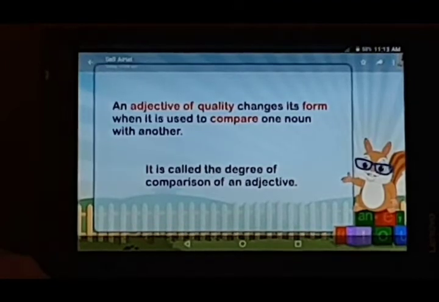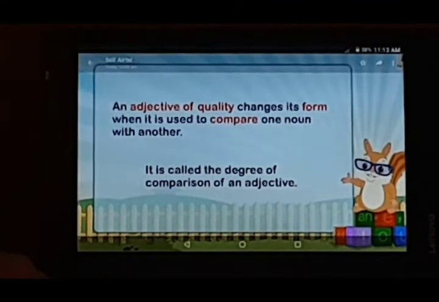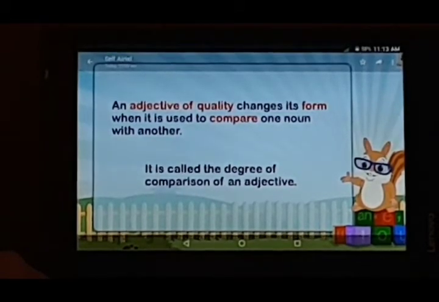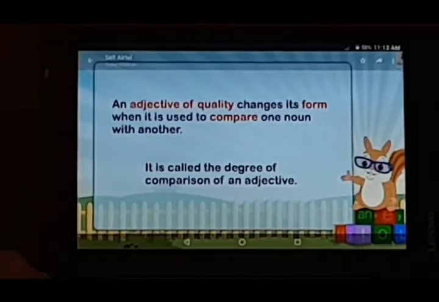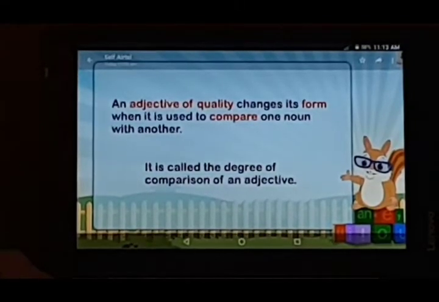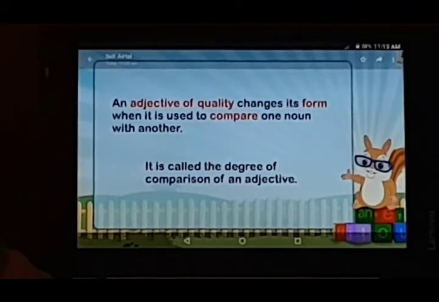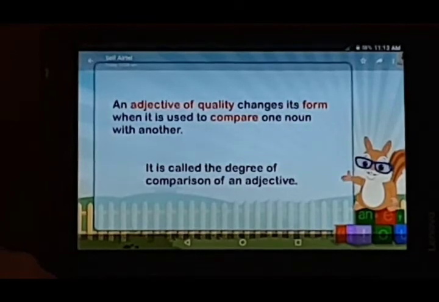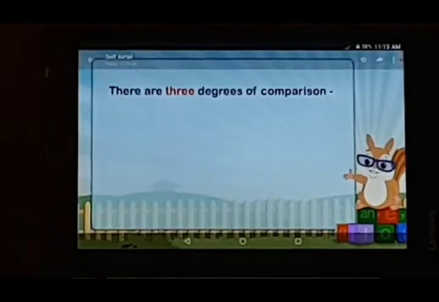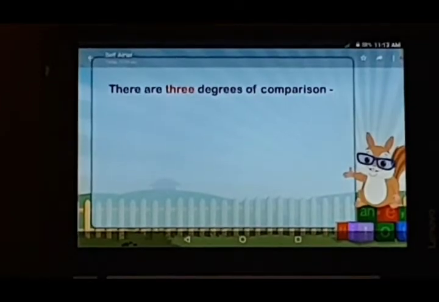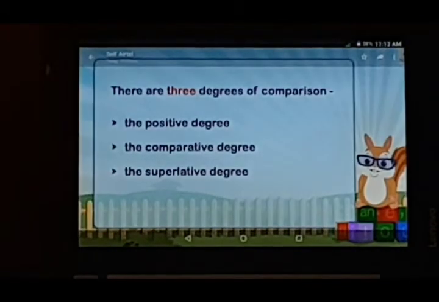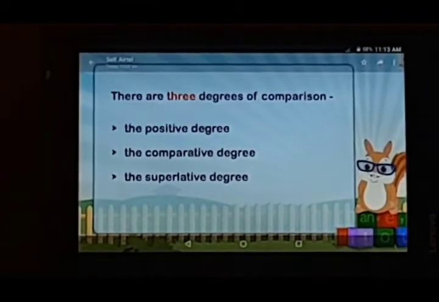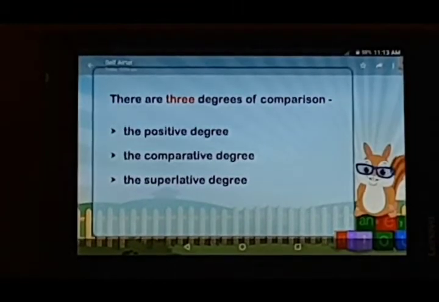So when we talk about one noun and its quality, that becomes the first degree. But if we compare the same quality between two nouns, then it becomes one higher degree of comparison. Similarly, we can do it for more than 2. So those are degrees of comparison. How many degrees of comparison are there? There are 3 degrees of comparison. What are those? The first one is the positive degree. The second is the comparative. And the last is the superlative.